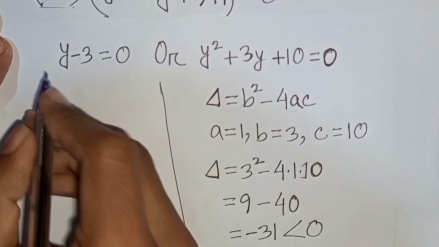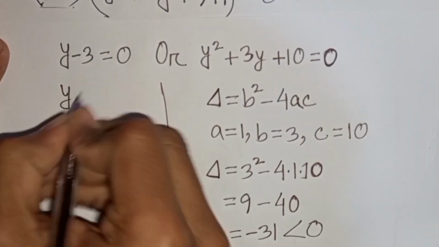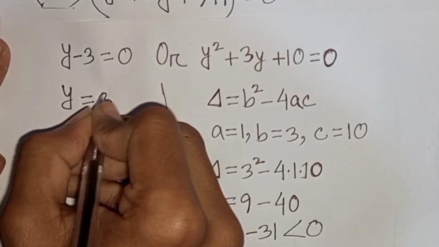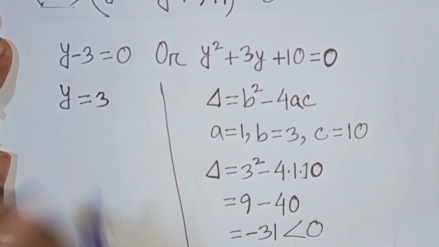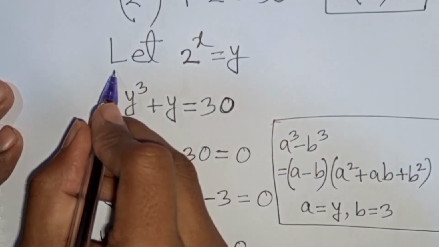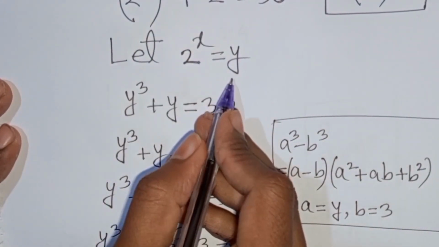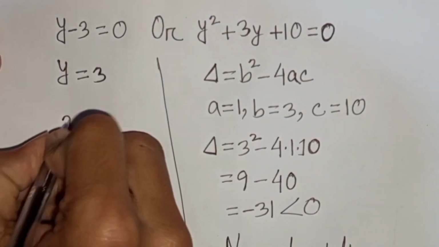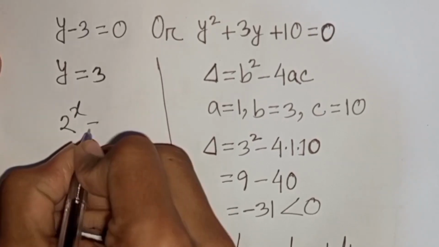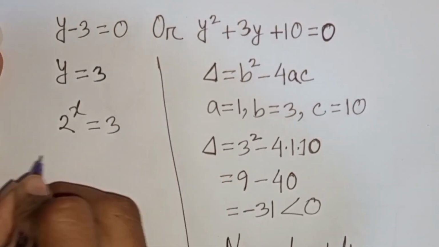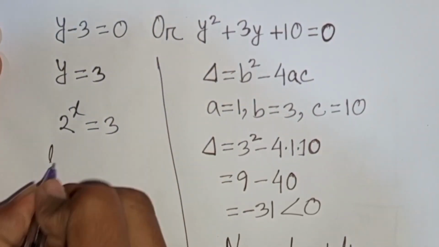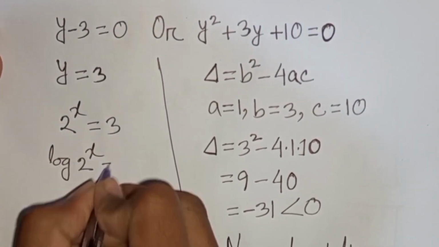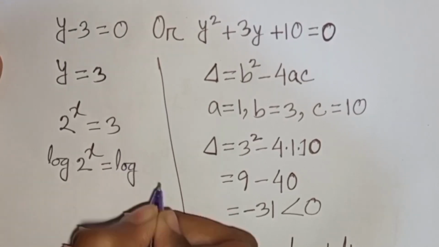Now from here y is equal to this minus 3 take to the right side, so this will be plus 3. Now we see y is equal to 3, but remember that we let 2 power x be substituted by y. So y, that means 2 power x. So y, that means it will be 2 power x is equal to 3. Now we take log on both sides. You can write here log of 2 power x is equal to log of 3.